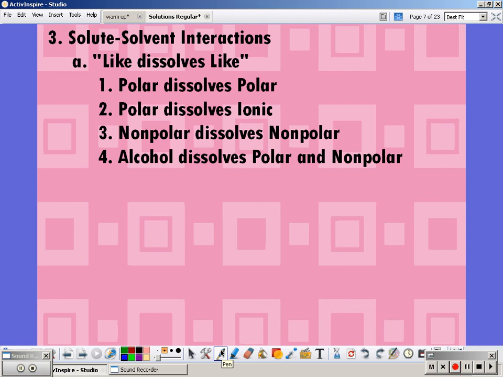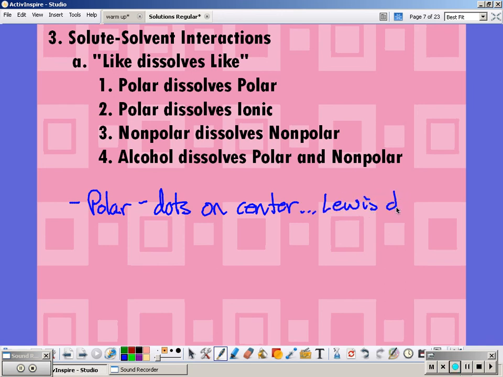So how do you know if something is polar or nonpolar? Polar molecules have dots on the center, which means you have to draw the Lewis structure or the Lewis diagram. And remember, you do want minus have divided by 2 to figure out the number of bonds, and then you can fill in with your extra lone pairs. Nonpolar then has no dots on the center.